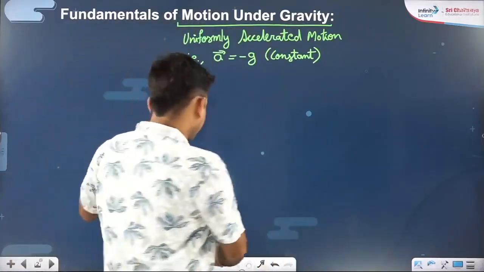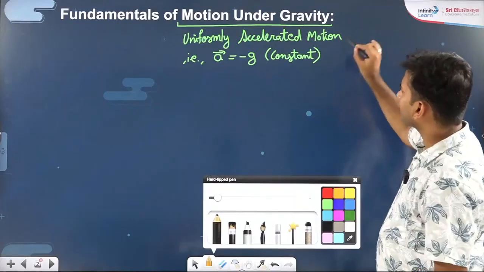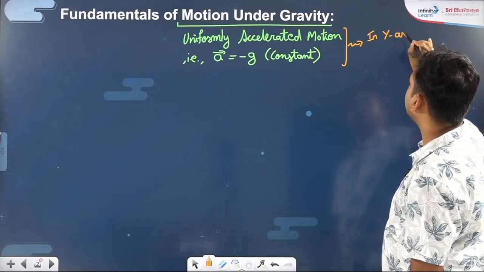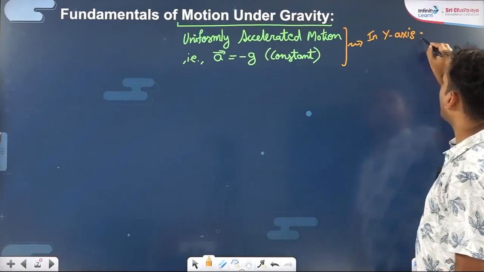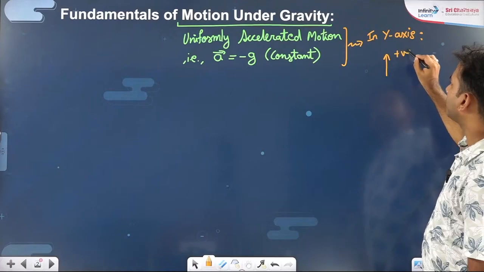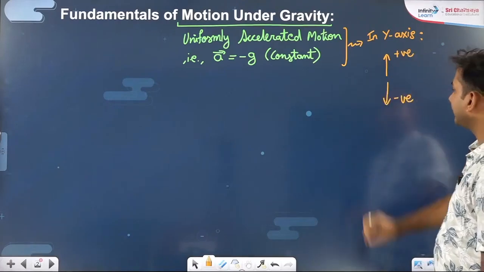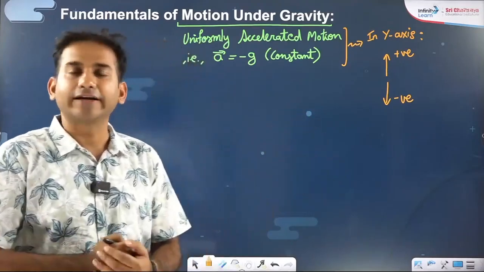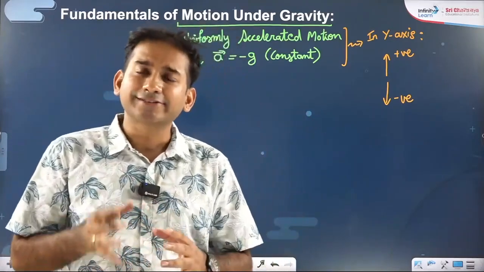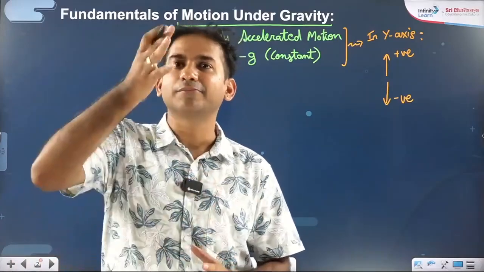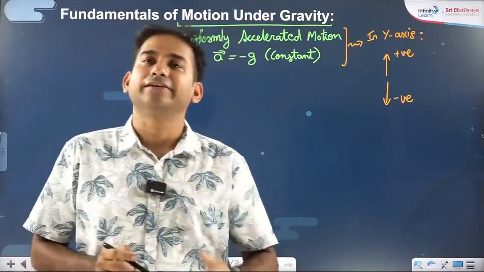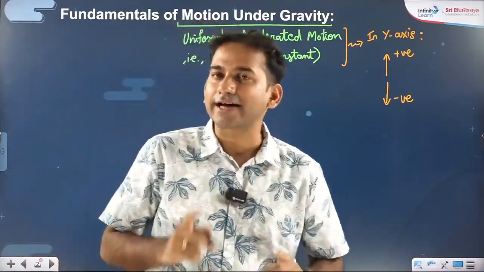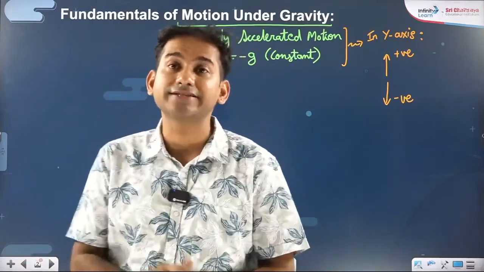For example, if we talk about uniformly accelerated motion in the y-axis, we are going to stick with the convention that all the upward vectors are treated to be positive and all the downward vectors are treated to be negative. I repeat, all the upward vectors are treated to be positive and all the downward vectors are treated to be negative. Irrespective of where the body is moving, the acceleration due to gravity is always going to act downwards, and hence it must always be treated as negative.